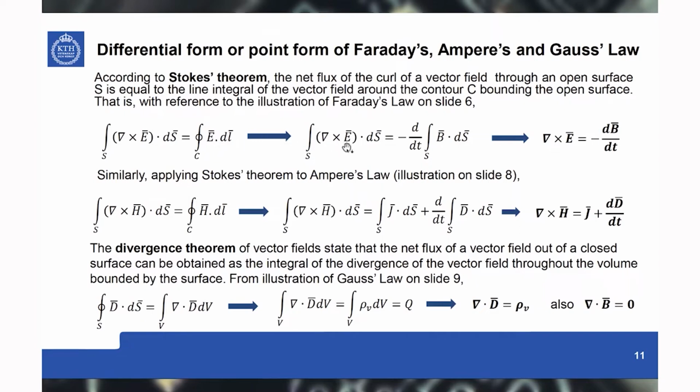So which implies that del cross E dot dS equal to minus d by dt surface integral of B dot dS. So this comes from Faraday's law. So equating both sides and removing the integral, you can see del cross E equal to minus dB by dt. So this is an alternate or differential form of expression of Faraday's law.